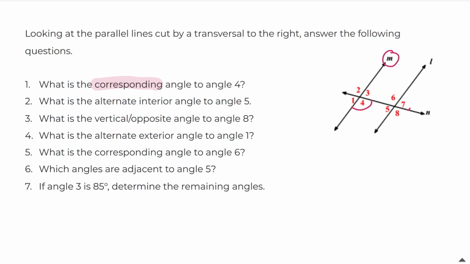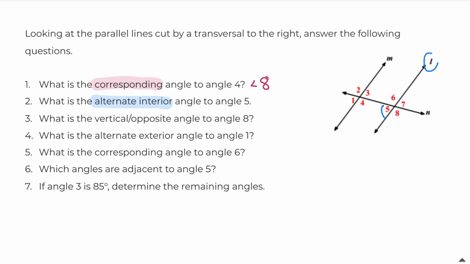And that would have to be angle 8. So angle 8 corresponds to angle 4. And if you see, we have our F pattern right here. All right, now let's find the alternate interior angle to angle 5. So angle 5 is an inside angle, so it's either going to be 3, 4, 5, or 6. It's obviously not 5, and it has to be on the other line.